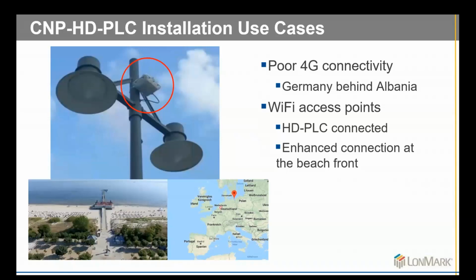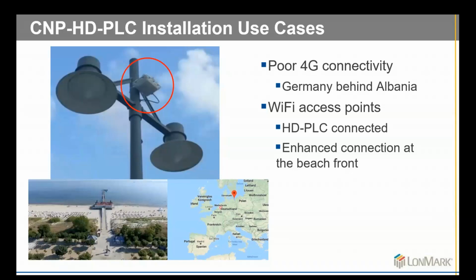Let's go to the most simple use case. You see there's a street lighting pole and there's a Wi-Fi access point. It is close to the shore of a very touristic region at the Baltic Sea in Germany. The name of that town is Usedom.